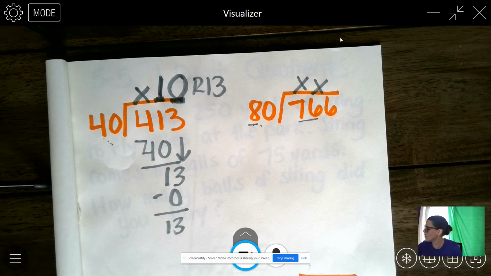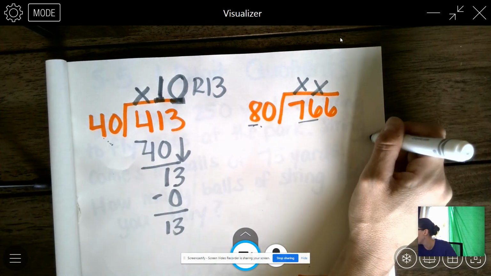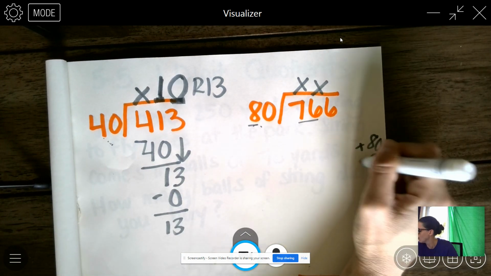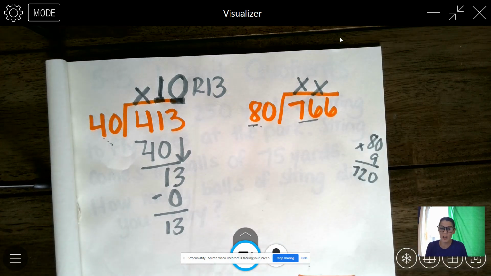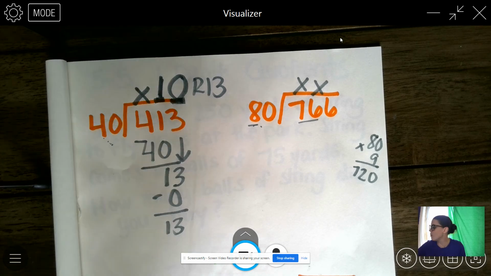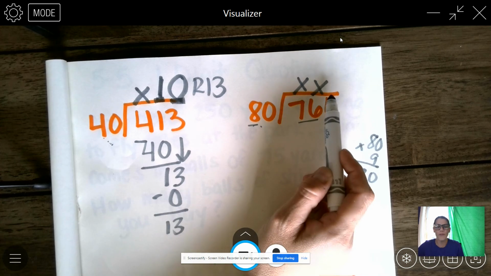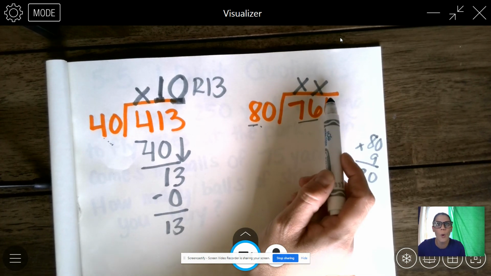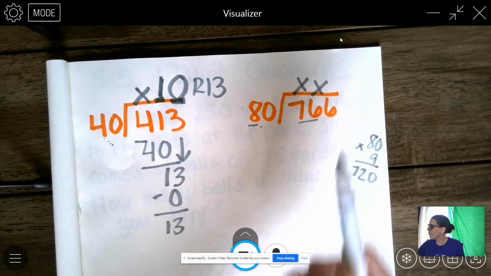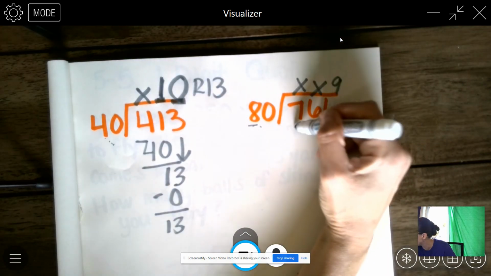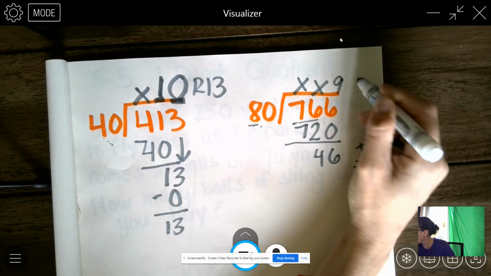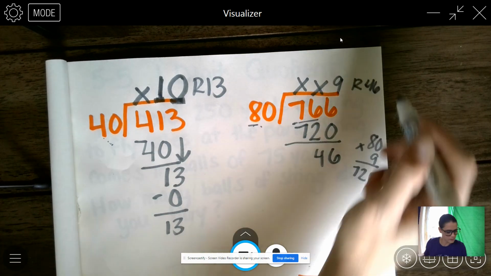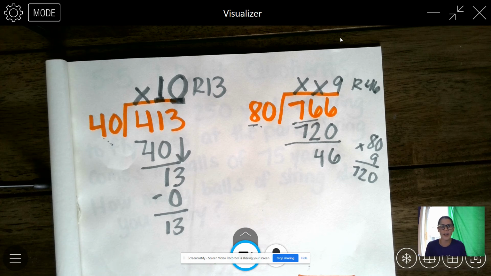That's pretty close. On the side of my paper, I'm just going to figure out what is 80 times 9. It should be 720. That's really close to 766, and it's close without going over. If I move to 80 times 10, well, that wouldn't work because my answer can only be one digit. So I'm going to put 9 up there, and I'm going to do my subtraction. And I get a remainder of 46. And that's all I do, okay?